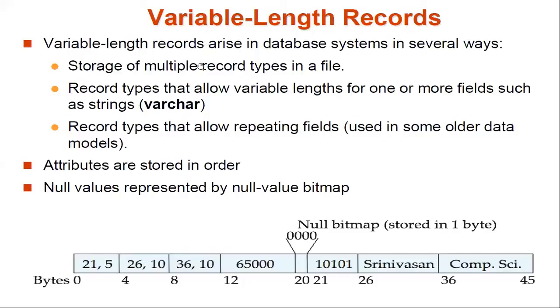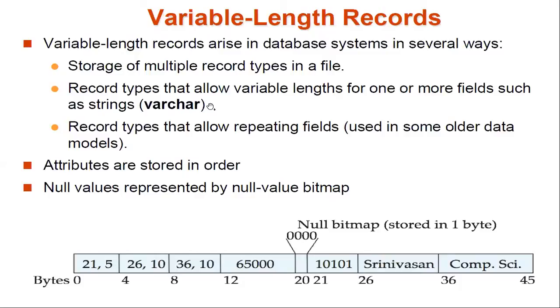Variable length records arise in database systems in several ways, such as storage of multiple record types in a file. That means you can store multiple record types with variable length. For example, a set of records will be about 10 KB, another set of records about 15 KB, or another set about 20 KB. So you can have a mixing of different types of records in a single file, right?